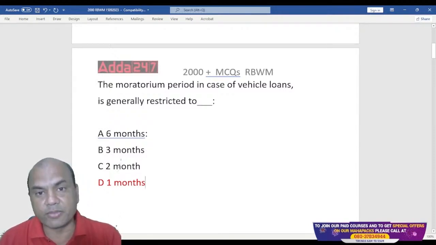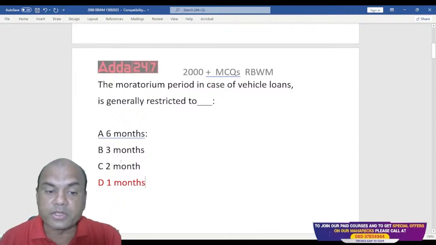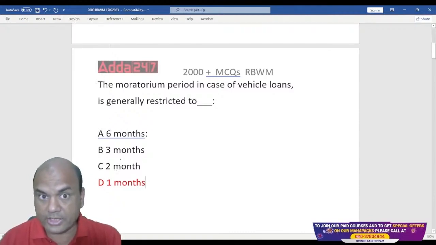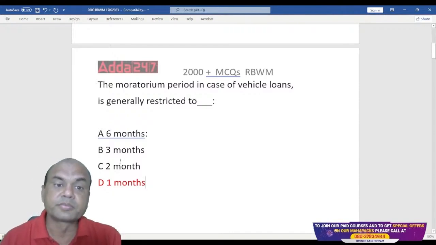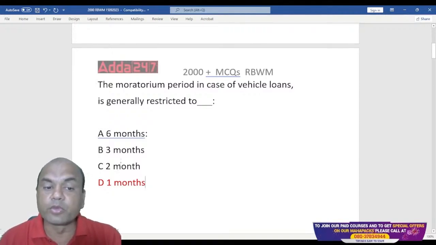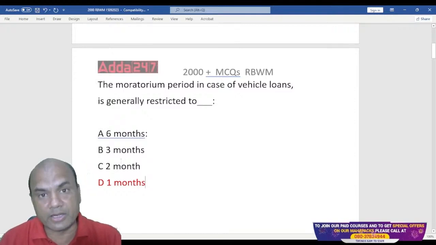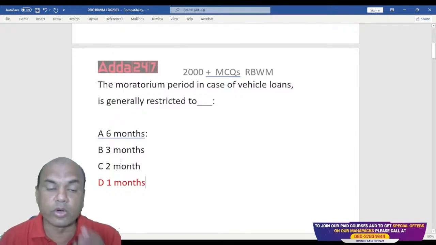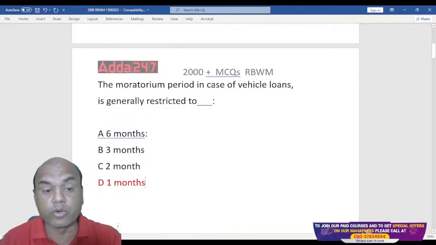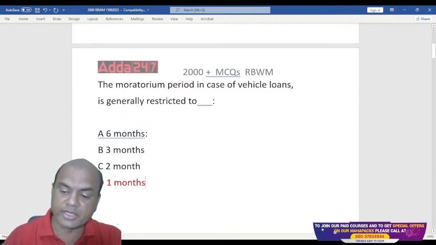But in an exam, if there is an option of no moratorium period, you will write that. But if there is no option of no moratorium period given, don't get confused. It is 1 month. Okay. Next one.